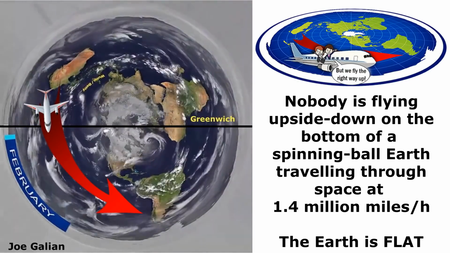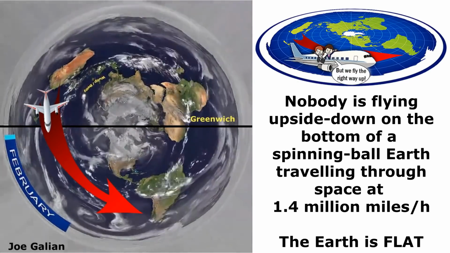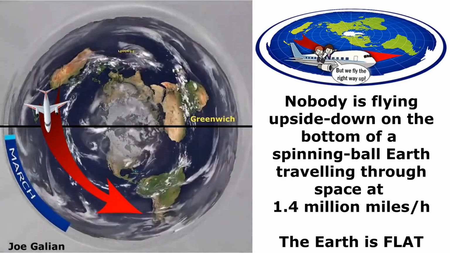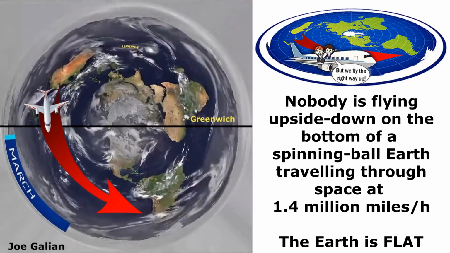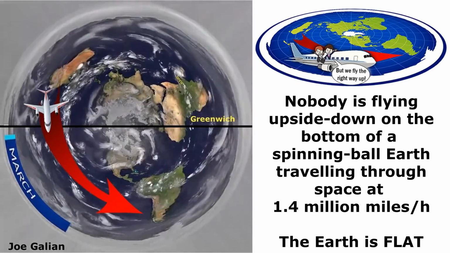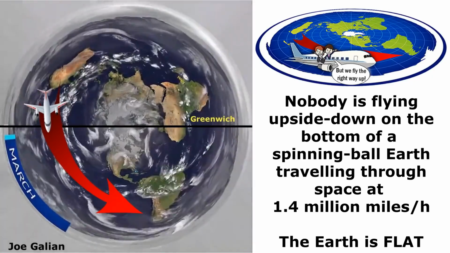Earth is flat and stationary. Flights from Sydney, Australia to South America fly along the jet stream, and it flies over a flat, non-rotating Earth. Nobody's flying upside down when flying from Sydney to South America.